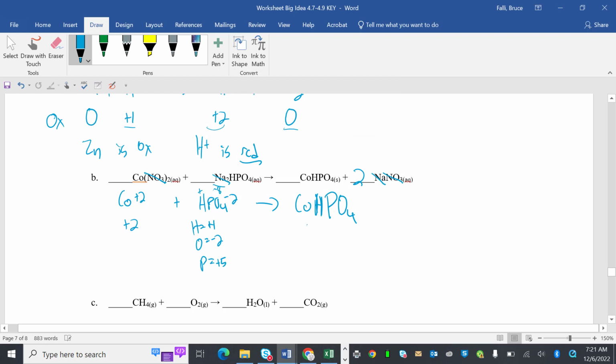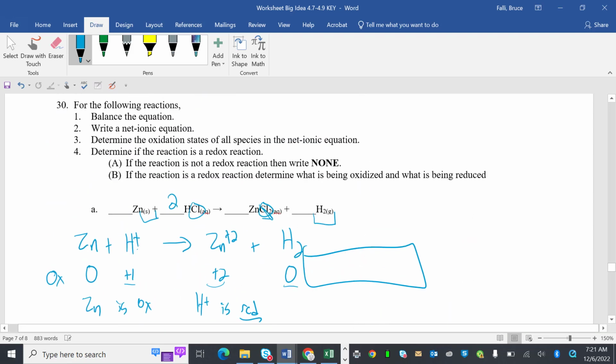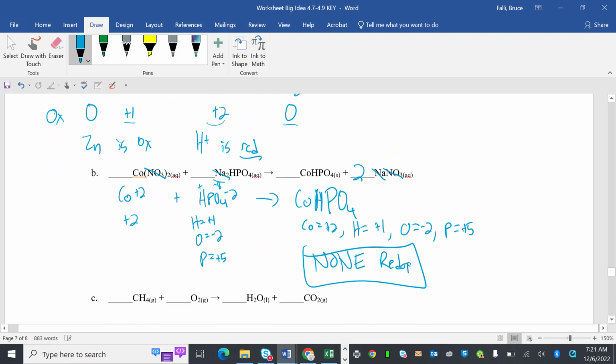And then this is going to be the same thing. Co equals plus 2, H equals plus 1, O equals minus 2, P equals plus 5. So that's the same. So none redox. I think that's what it told me to do if it was not redox. Yep. Get my box around there.